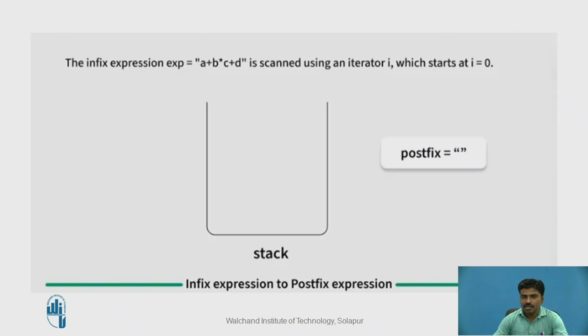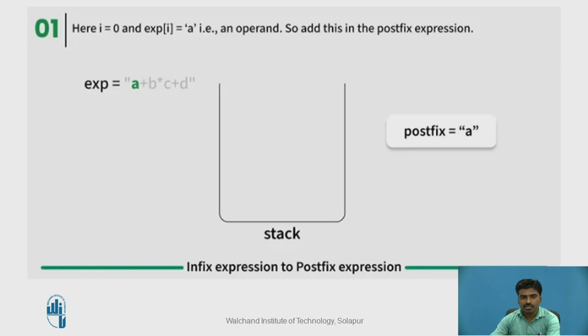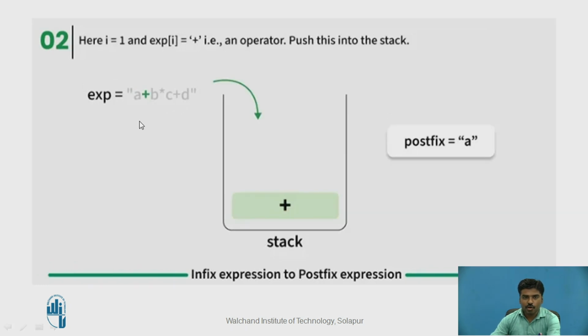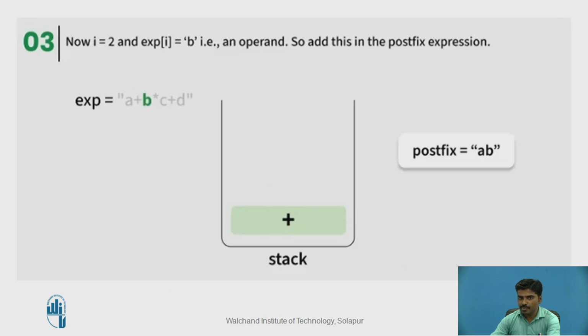This is an example: A plus B into C plus D. The first character is A. It is an operand, so you directly put it into the postfix string. The next symbol is plus. If it is an operator, you push it into the stack. Plus is an operator, so you push it into the stack. The next character is B. Because it is an operand, you directly put it into the postfix, and the postfix is now A B.